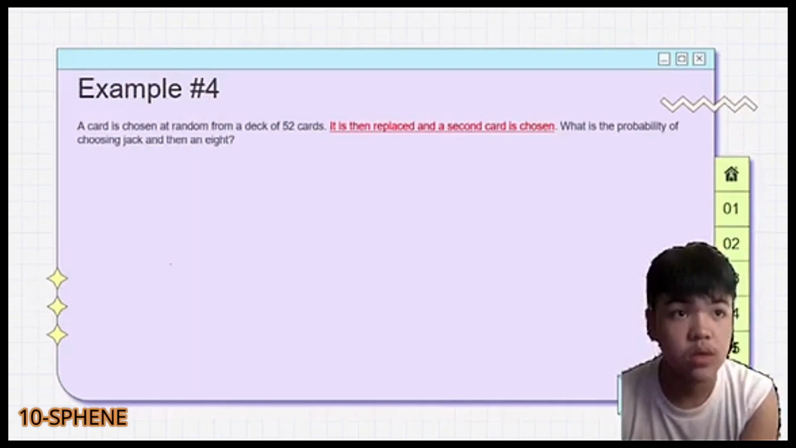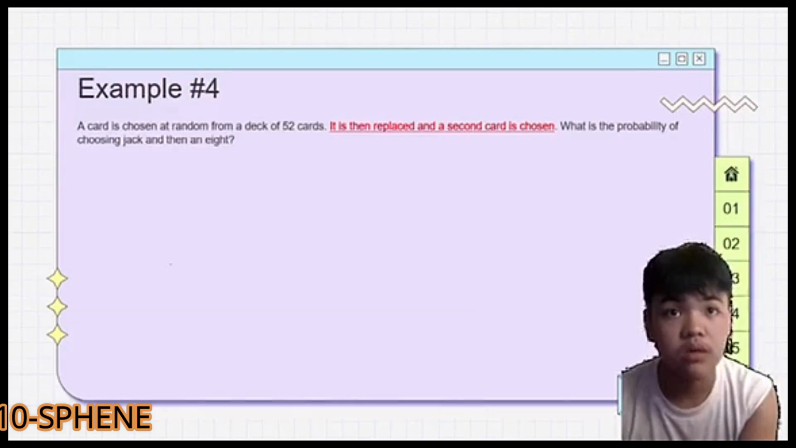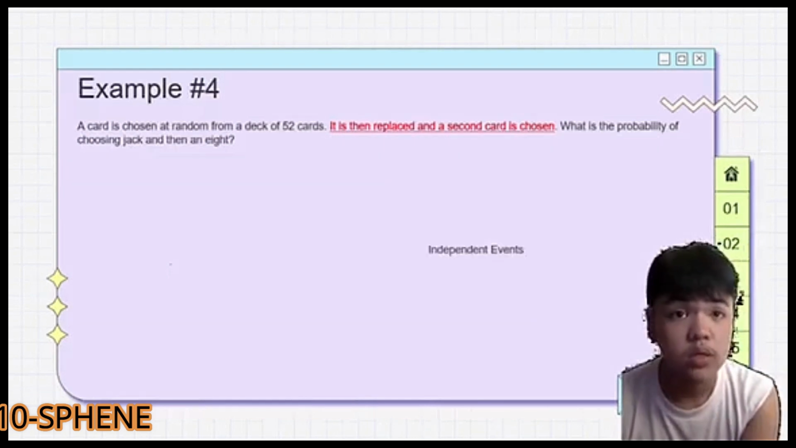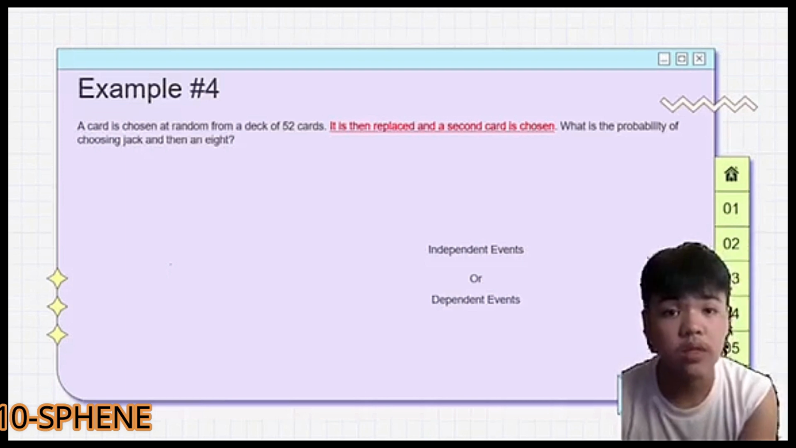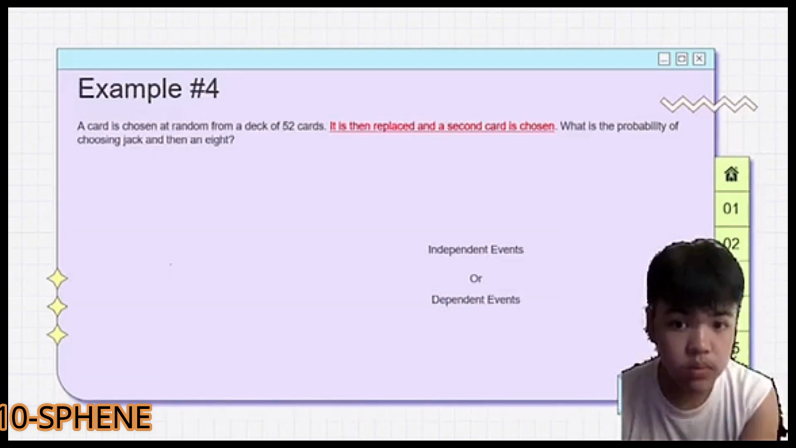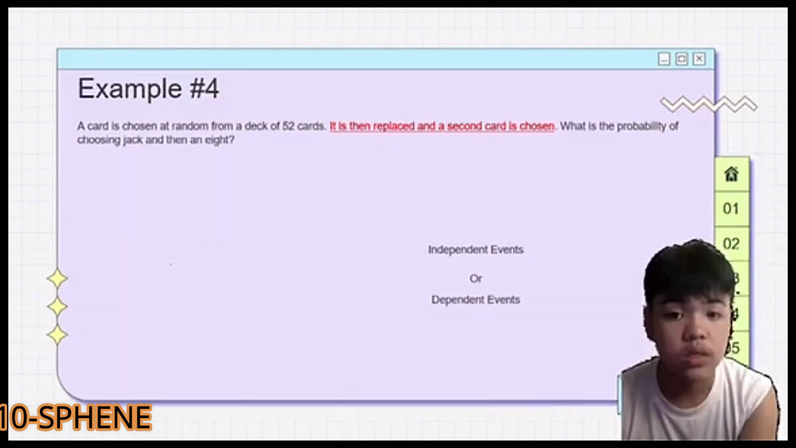So, example number 4. A card is chosen at random from a deck of 52 cards. It is then replaced and a second card is chosen. What is the probability of choosing a jack and then an 8? So, this is an example of independent events because of the words "it is then replaced and a second card is chosen." So, binalik mo yung kinuha mo. So, hindi na tatamaan or hindi nagkakaroon ng effect sa second event.